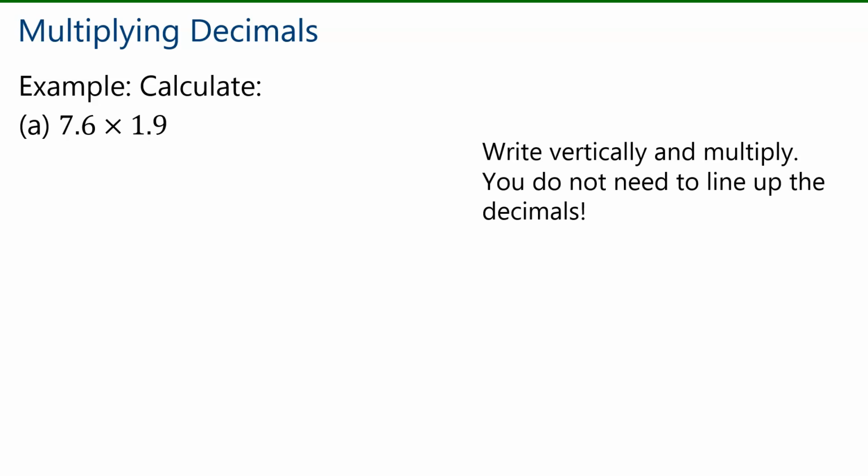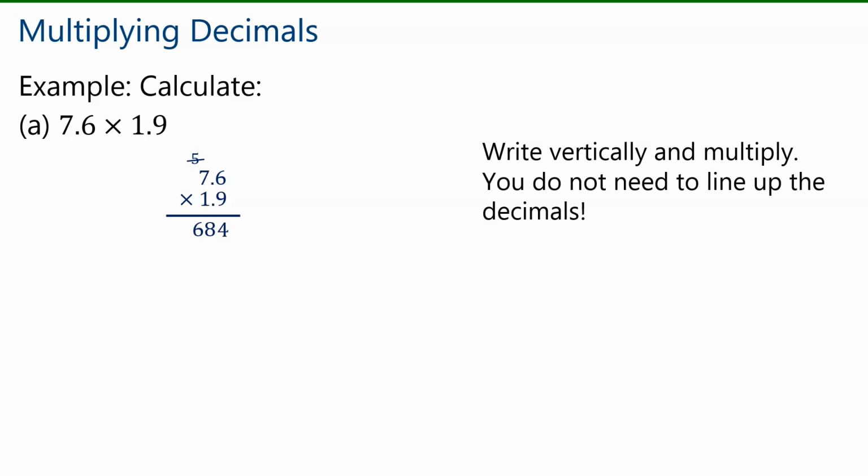So to do this, we will just write our numbers out vertically and then multiply like normal. Now, we do not need to line up the decimals like we have been doing with addition and subtraction. So let me write it out like this. And we'll start by multiplying 9 by 6. That is 54. So we write down the 4 and then carry the 5. 9 times 7 is 63, plus the 5 gives me 68.